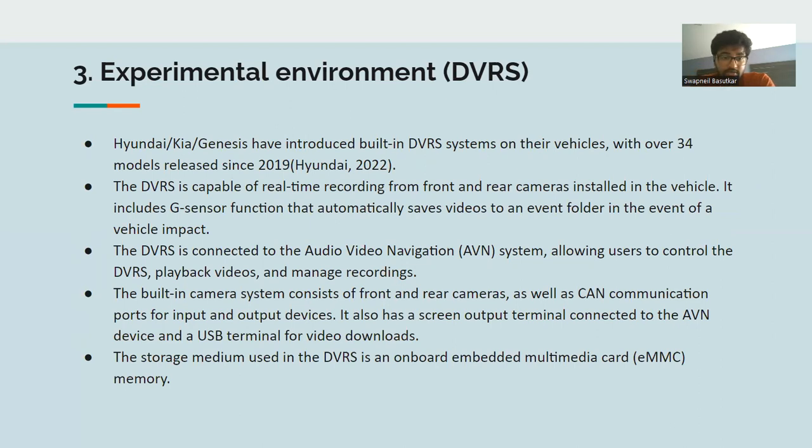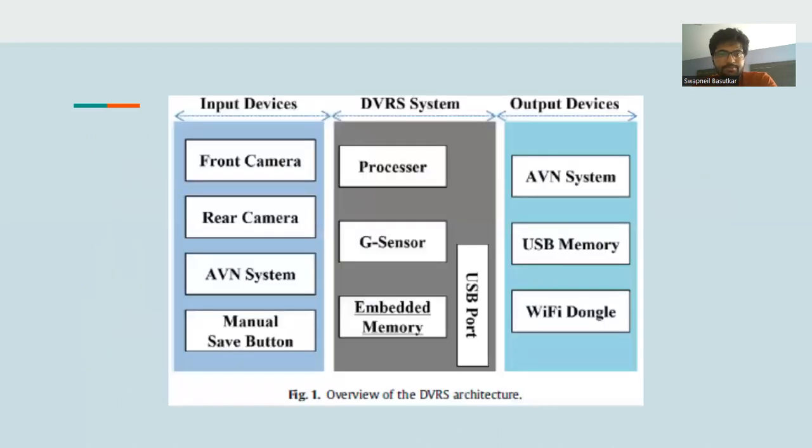So this is what is really important. The DVRS is connected to AVN, allowing the user to control the DVRS, play back videos, and manage recordings. It has G-sensor functions. The built-in cameras consist of front and rear cameras as well as CAN communication. And the storage medium used in DVRS is an onboard embedded multimedia card, also called eMMC memory.